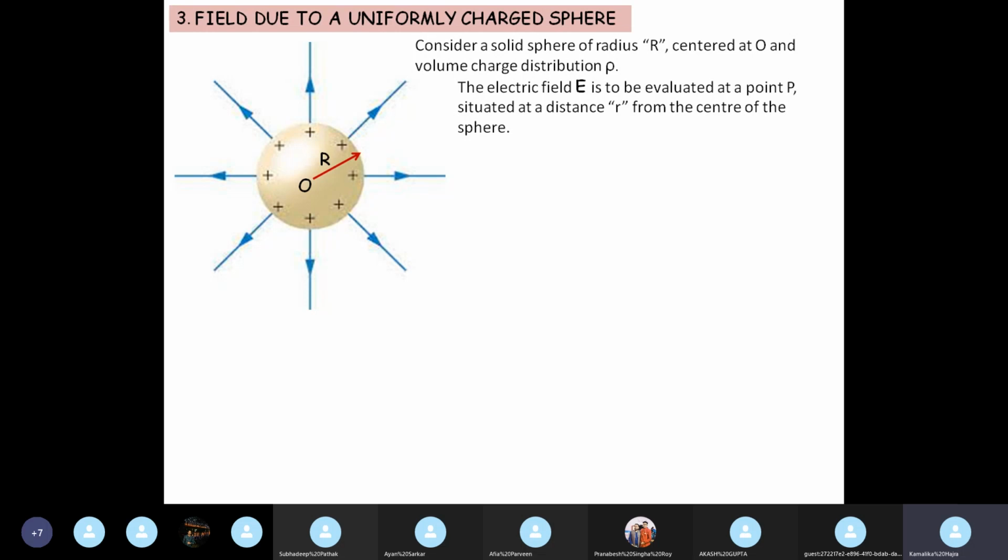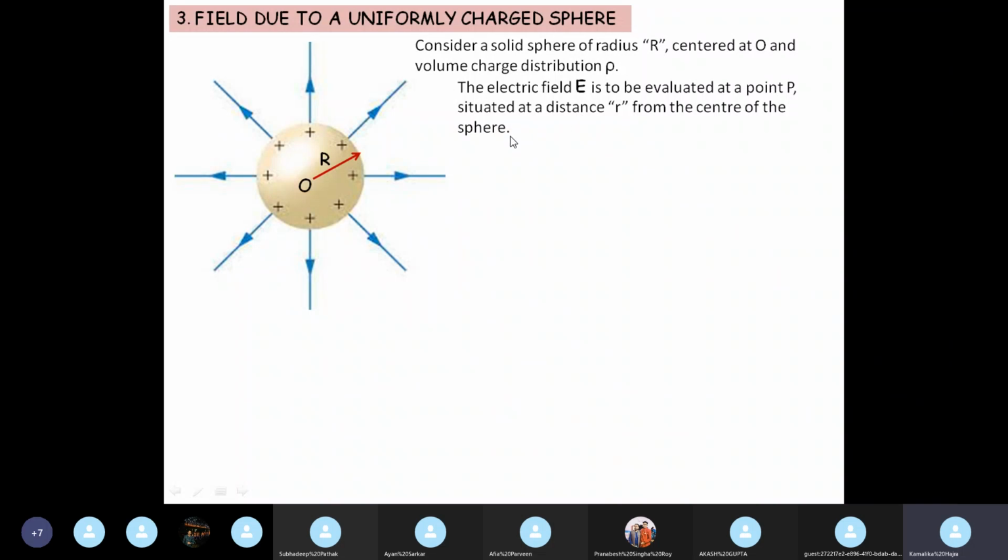This is a physics lesson. This is not a maths lesson. We all know that you know how to do integration, so you need to write these things. The electric field is to be found, this is the problem. I have not yet gone to the solution. So the information given is: we have a solid sphere with radius capital R, center O, and volume charge distribution rho. The electric field E we have to evaluate at a point P which is situated at a distance r from the center of the sphere.